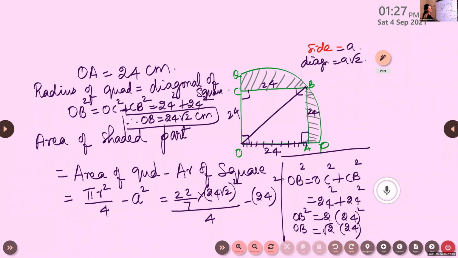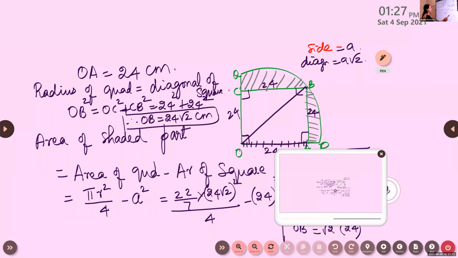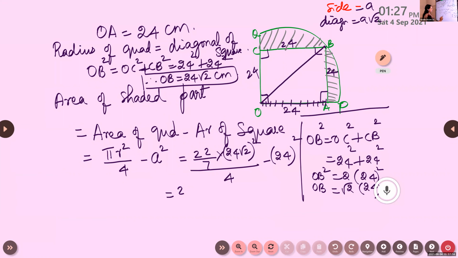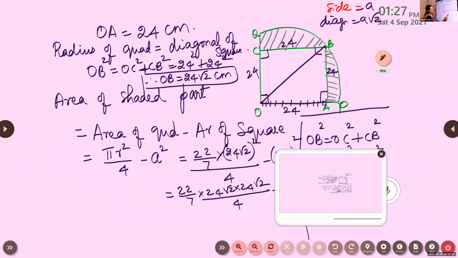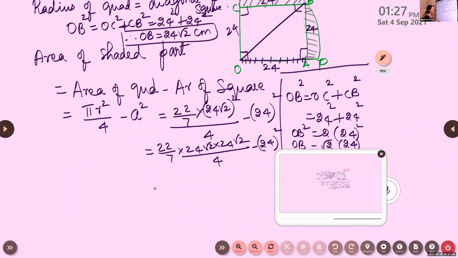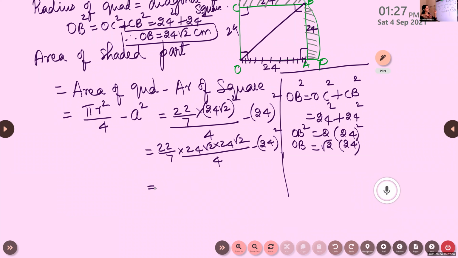Now simplify this. Try to simplify this. So it will be 22 by 7, 24 root 2 into 24 root 2 by 4 minus 24 square. Listen, children, one second, all of you. Please listen. How I'm going to do the calculation: look at this. I'm not going to expand each and every term separately. I'm going to take the common thing outside.